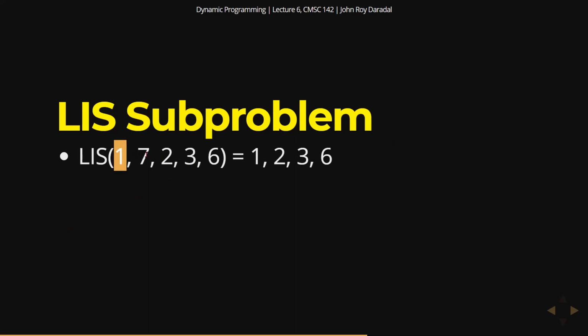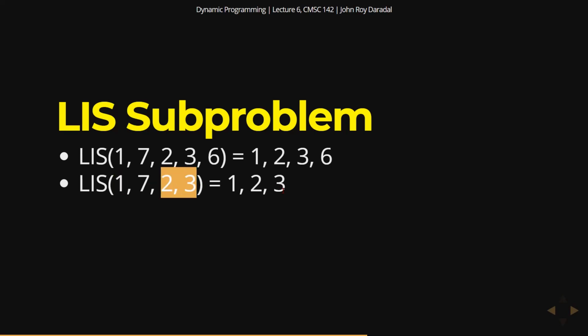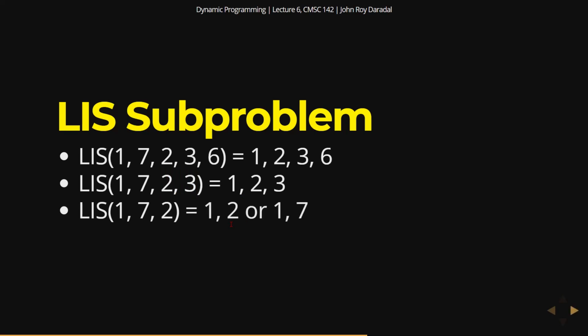So it could be 1236 right here. How about if it's just 1723? That would be 123 as its LIS. So 1 and then 2, 3. Now, how about if it's just 172? Then it could be 1, 2 or 1, 7.